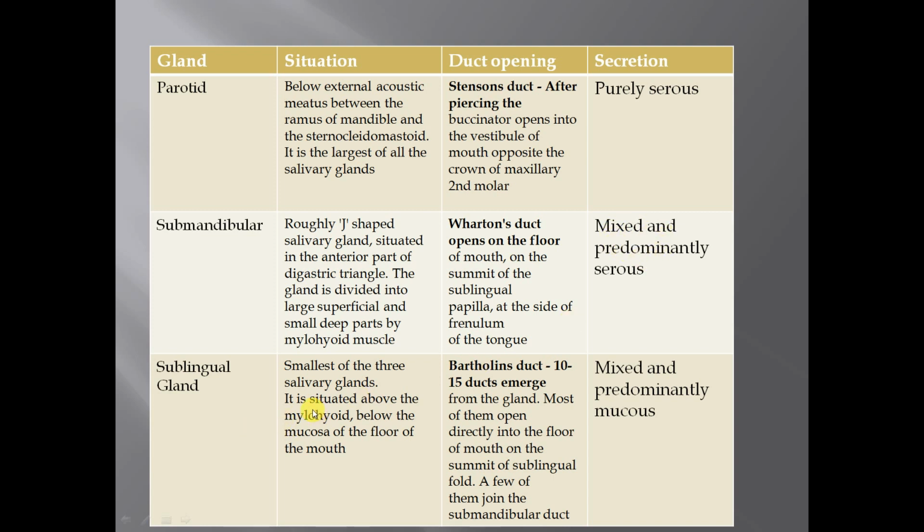Coming on to the sublingual gland, it is the smallest of the three salivary glands. It is situated above the mylohyoid and below the mucosa of the floor of the mouth. Through the Bartholin's duct, 10 to 15 ducts emerge from this gland. Most of them open directly into the floor of the mouth on the summit of the sublingual fold, and a few of them join the submandibular duct. It also has a mixed secretion, but predominantly mucous in nature.